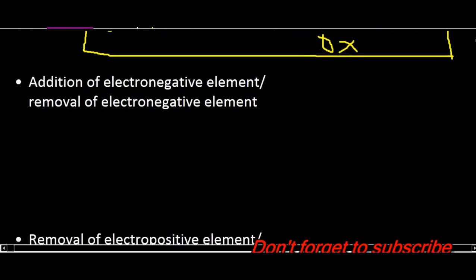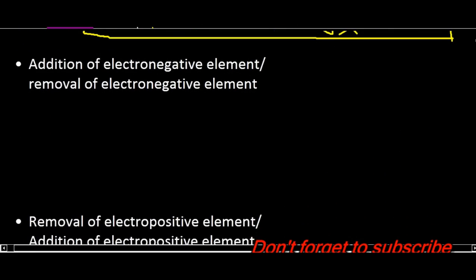So the next I have here is the addition of electronegative elements slash removal of electronegative elements. As I already told you, addition of electronegative elements is denoting oxidation, while the removal of the electronegative elements is denoting reduction. I also have some awesome example here of how you can determine whether an equation is oxidized or reduced.